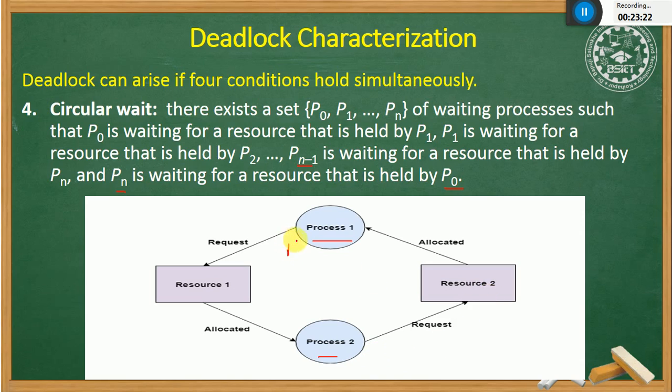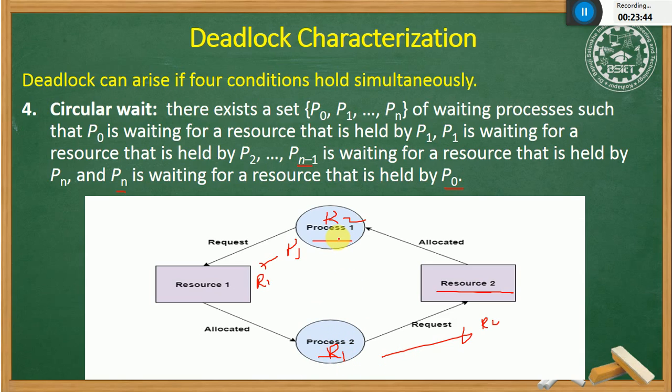So P1 is requesting R1. P2 is requesting R2. But R2 is held by P1. Yes, R2 is held by P1. And R1 is held by P2.